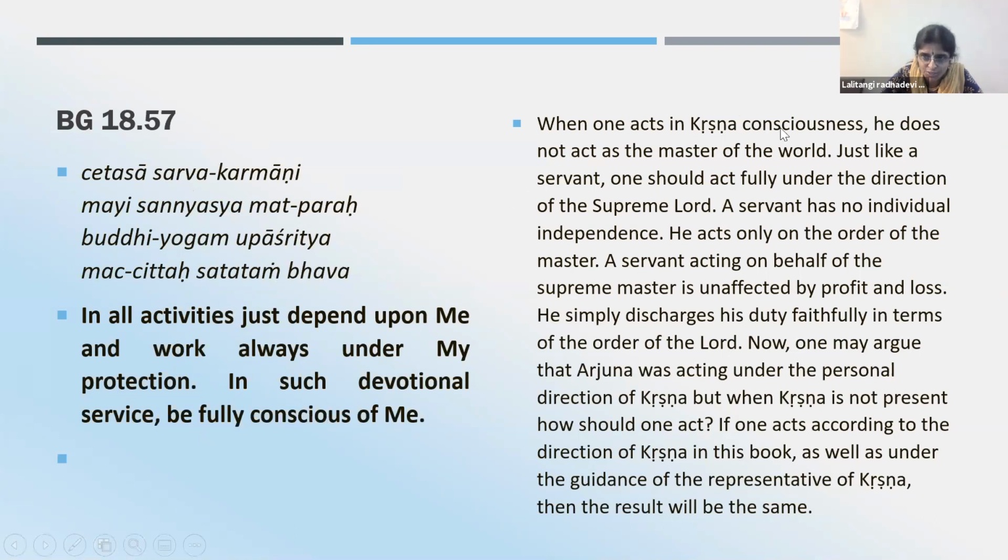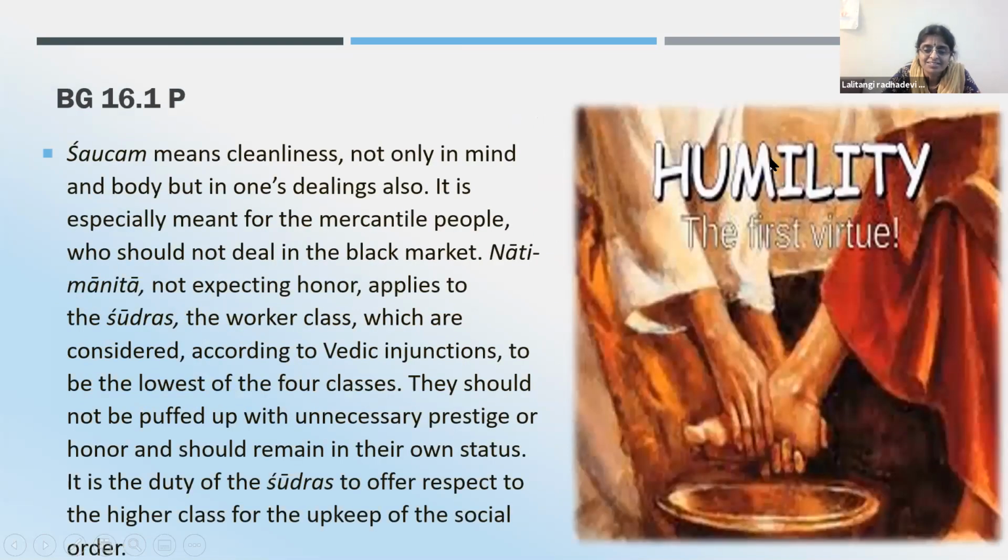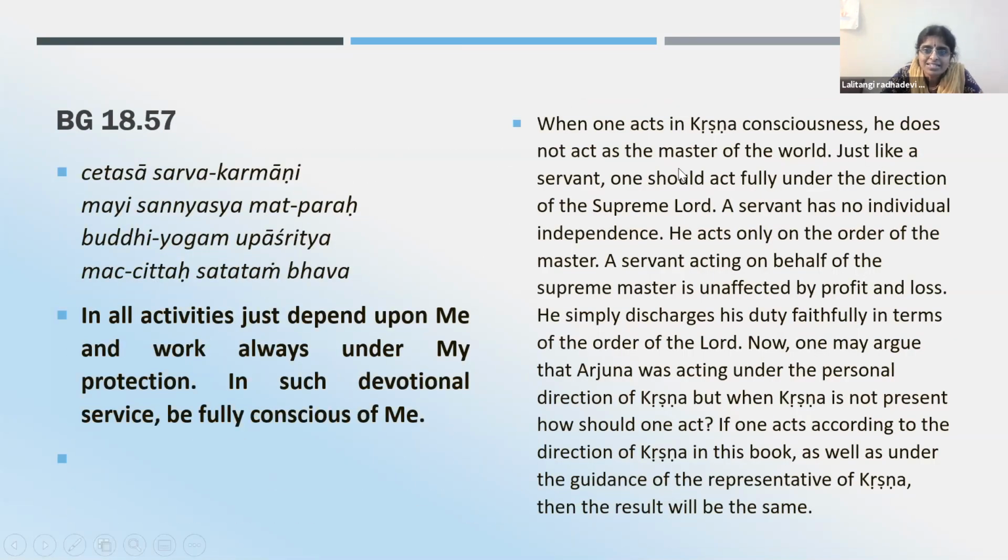When one acts in Krishna consciousness, he does not act as the master of the world. Anahankara. This is just like a servant. One should act fully under the direction of the Supreme Lord. A servant has no individual independence. He acts only on the order of the master. A servant acting on behalf of the Supreme Master is unaffected by profit and loss. He simply discharges his duty faithfully in terms of the order of the Lord.